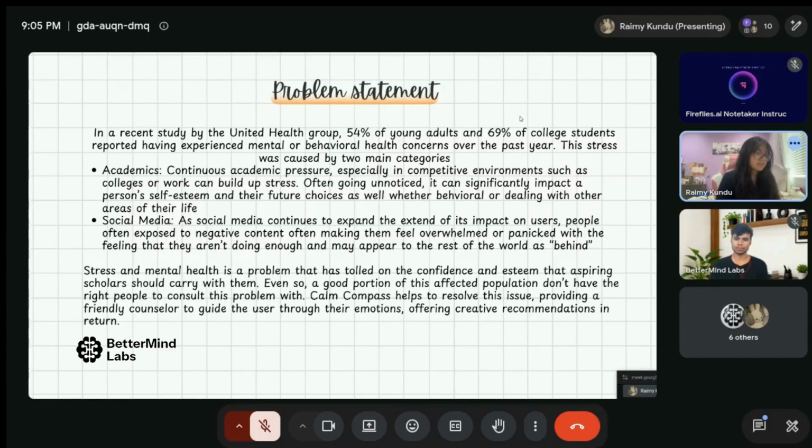So Comm Compass helps to resolve this issue, providing a friendly counselor to guide the user through their emotions, offering creative recommendations in return.